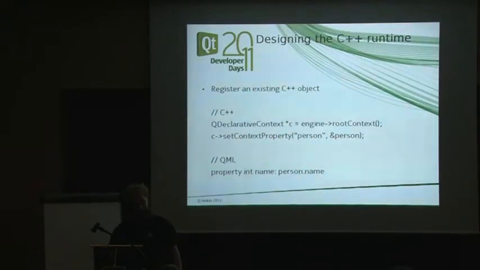The other way you can extend it, the opposite way, is you create the object in C++ and inject it. You get the root context and then set the context property with a name and the object, and then you can use that in your QML. Two things about that. It's not the preferred way. You should only do that for certain cases.